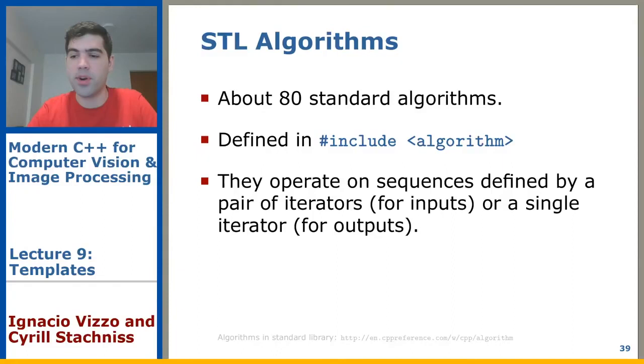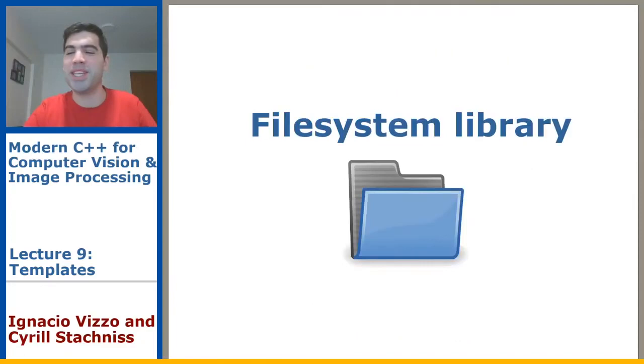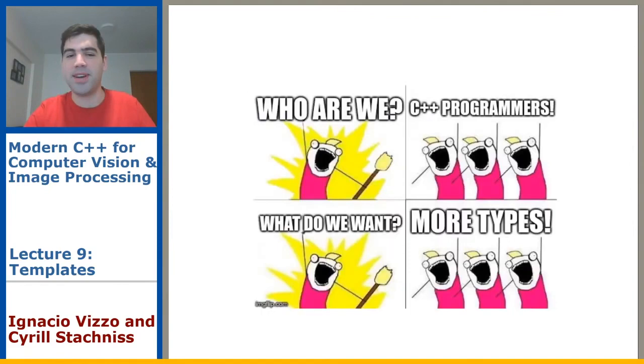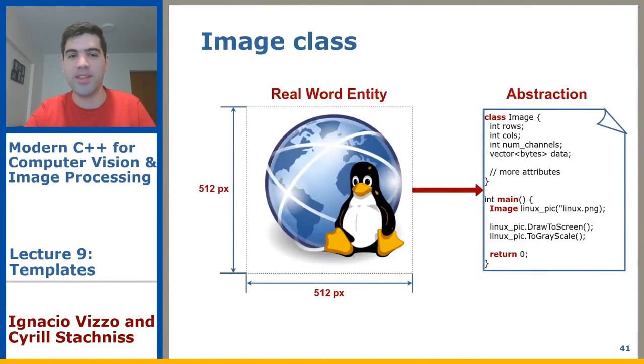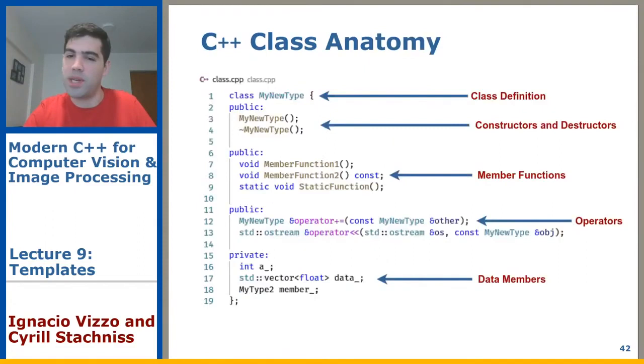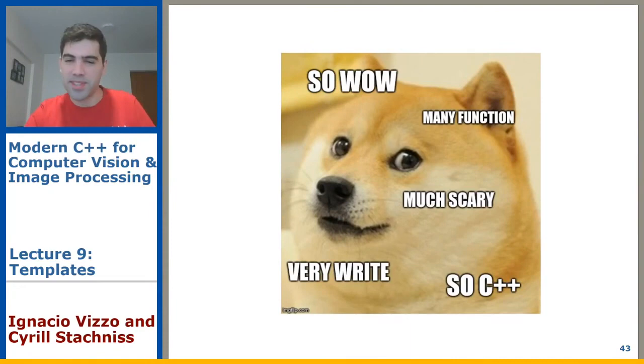We saw like 15 or 20 STL algorithms, also the C++ utilities like move semantics and other stuff. We quickly discussed the file system library. We introduced how to create new types in C++, and we said why this is super important. We managed to represent an abstraction of the real world with a C++ program. We discussed all the anatomy of a C++ class. We briefly discussed move semantics.